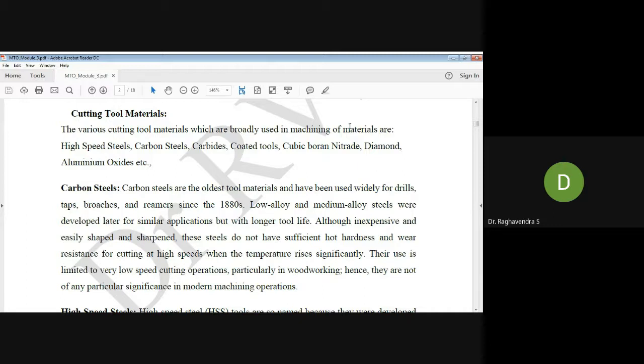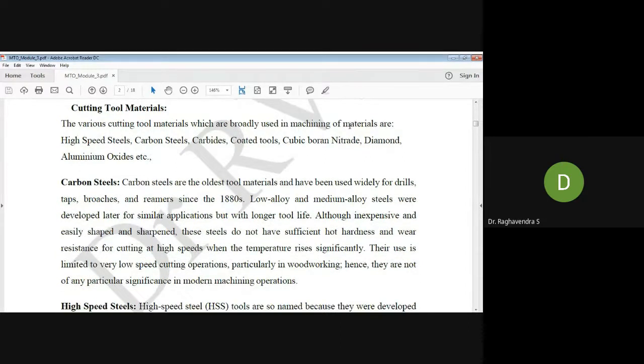That's the reason why material inventors use high speed steel, carbon steel, carbide steel, diamond, and so on. You know that diamond is the hardest material. It can cut another diamond, and that's the reason it is used in jewelry shops. Hope you all know about these things.